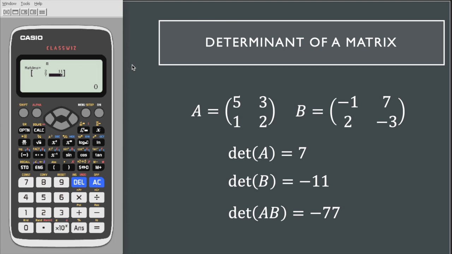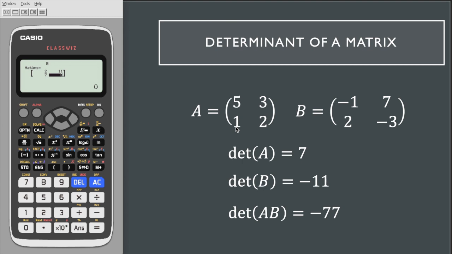Next, we're going to work out the determinant of a matrix. So again, we've got our two matrices A and B, and we can work out the determinant of matrix A, which in this case is 7. So calculating this by hand, we would take the product of these two diagonal entries, so 5 times 2, which is 10, and subtract the product of these two diagonal entries, which is 1 times 3, which is 3, and then we subtract those two results, so we get 10 minus 3 is 7.